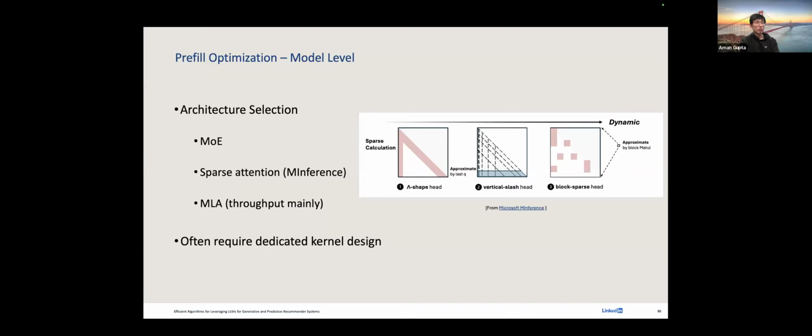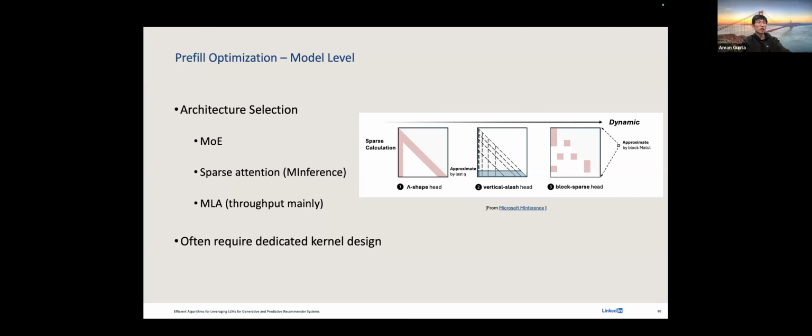And there are also the vertical-slash head and the block-sparse head. Sparse attention helps lower the memory bandwidth pressure and also reduces the compute load, which is a powerful complement to the prompt engineering and system-level scheduling strategies we discussed above.